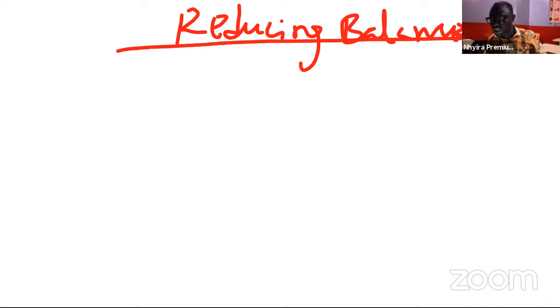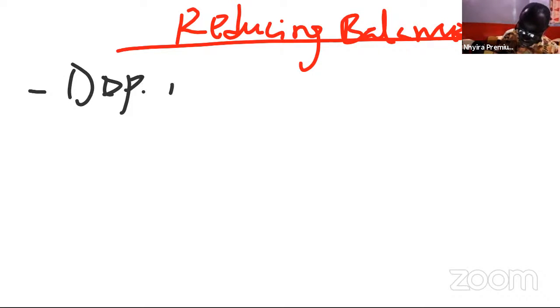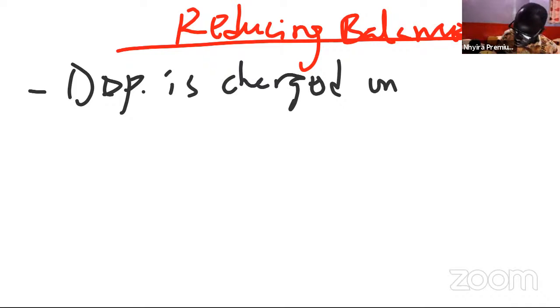So with the reducing balance method, this is what happens. Depreciation is charged on the carrying amount of the asset. Unlike the straight line method, where we charge depreciation on the cost of the asset, with the reducing balance method, we charge depreciation on the carrying value of the asset.